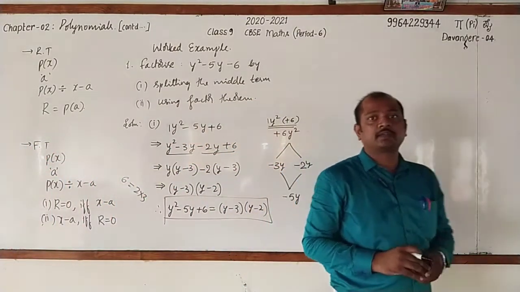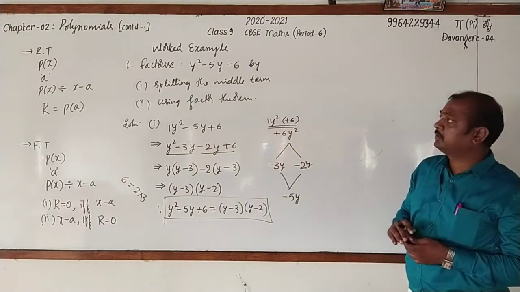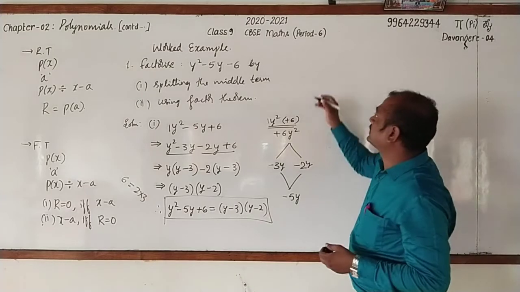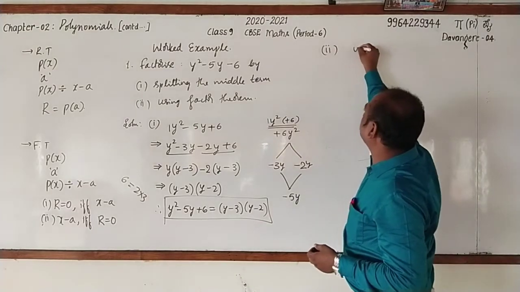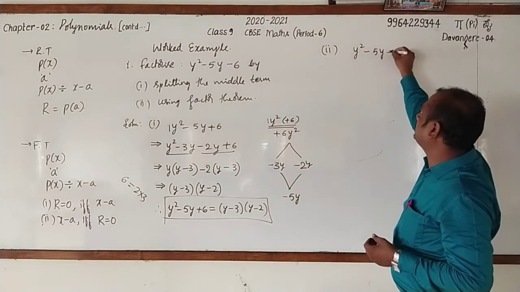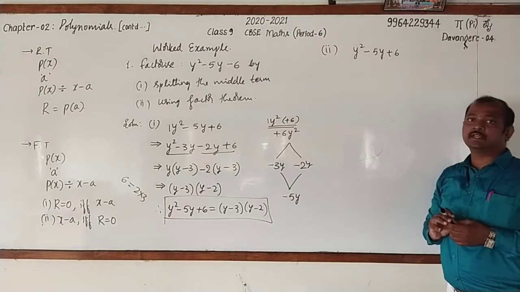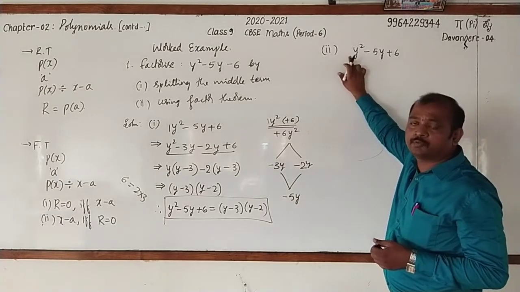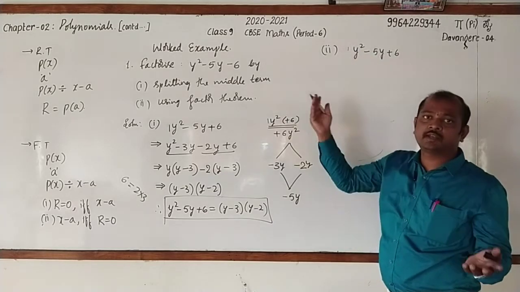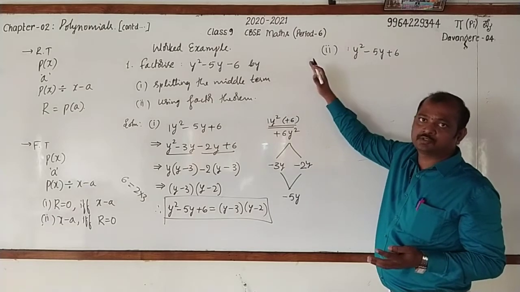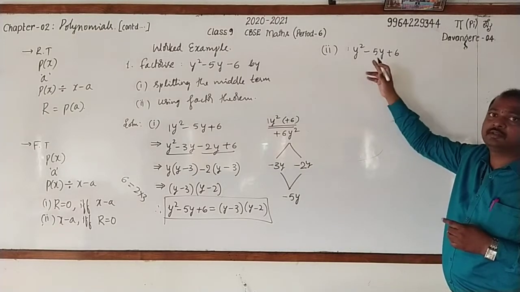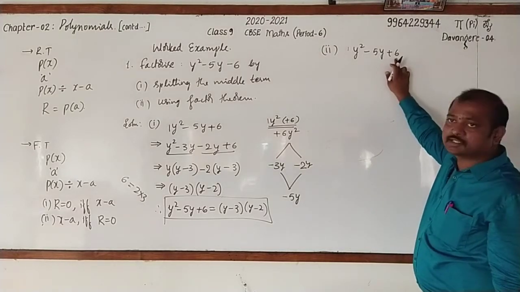Now, let us factorize this quadratic polynomial by the second method. What is that second method? Factor theorem. Let us see how this works. Let me write the given polynomial as it is, which is y square minus 5y plus 6. In this case, the coefficient of y square should be 1. Already it is 1 only, no problem at all. If any other number is there, that should be taken out. That means we have to divide all the terms by the same number. And the last term 6 is there.